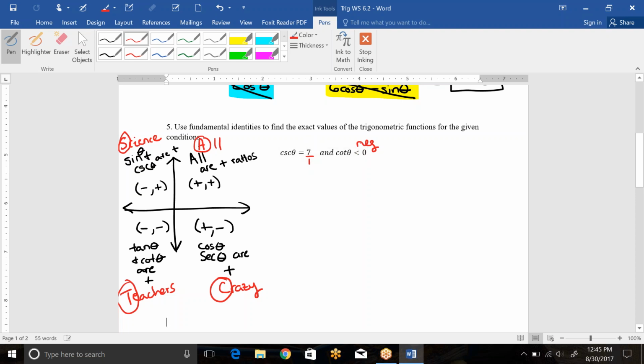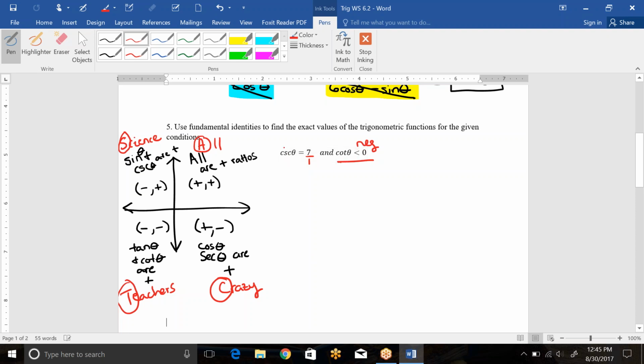Quadrant 1, it can't be in quadrant 1 because nothing is negative in quadrant 1, so we know that's out. Quadrant 3 is also out for us because that is where cotangent is positive. That's the only other place that cotangent is positive besides quadrant 1. So we know that quadrant 1 and quadrant 3 are out just because of this statement right here, that cotangent theta is less than 0. So the question becomes, is it 2 or 4?